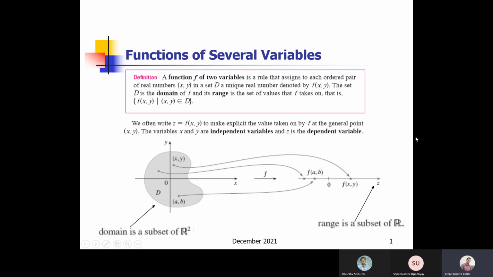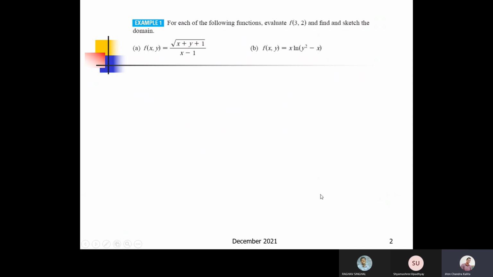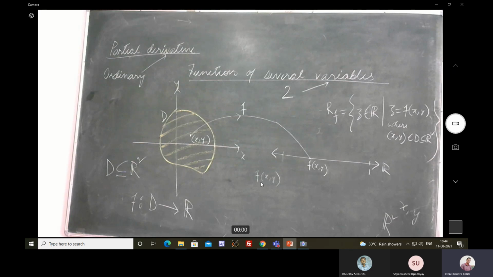Okay, fine. So let us try to work this out. You look at this. For each of the following functions, evaluate f(3, 2) and sketch the domain. So basically you are told to sketch the domain. I'm not even bothered about the value of the function at (3, 2). This is pretty straightforward. But I'd like to ask you something else. Okay, fine. So I will do that and then I'll finish.